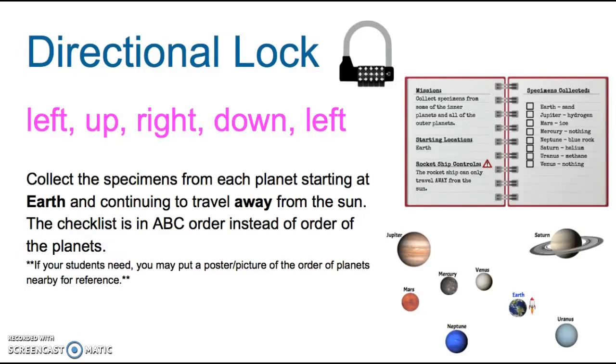For the directional lock, it's set to left, up, right, down, left. They notice in the mission log here that they need to collect specimens starting from Earth and traveling away from the sun. You'll notice that the checklist, though, is in alphabetical order instead of the order of the planets. Depending on your students' knowledge, you can place a poster or a picture of the order of the planets nearby for reference, or if you think they can look it up or find it, you may leave that part off.